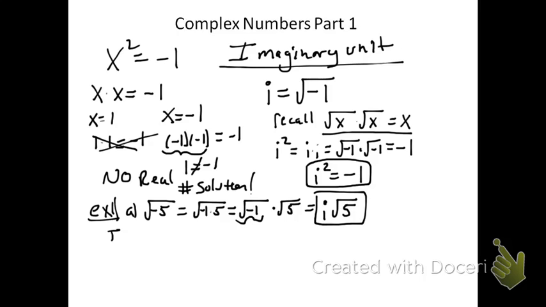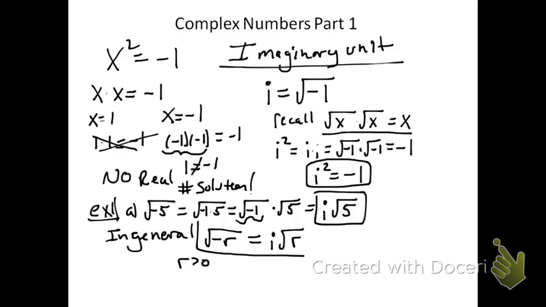In general, if I have the square root of a negative r, where let's say r is bigger than 0, just any number bigger than 0, so I have the square root of a negative number, you're going to get i times the positive square root of r. So this is going to be very valuable for us.